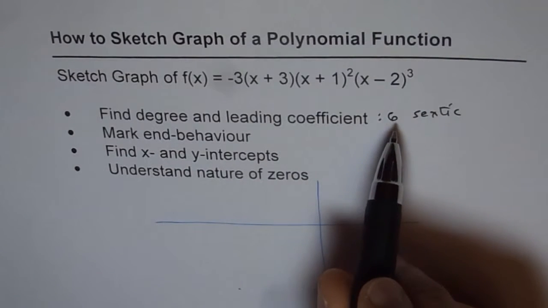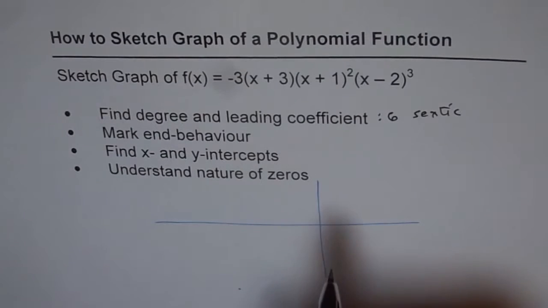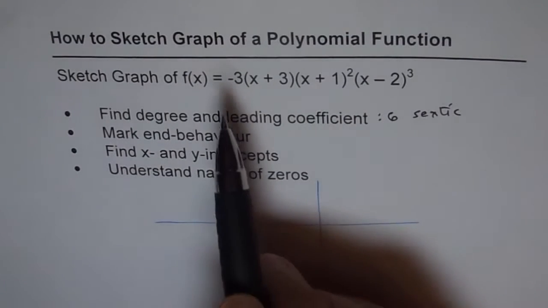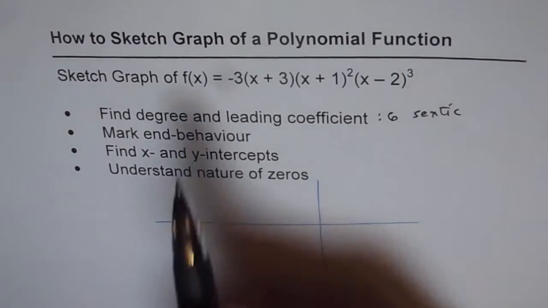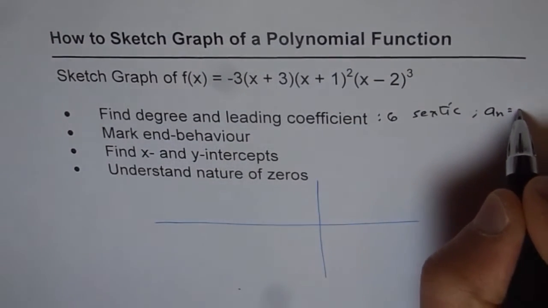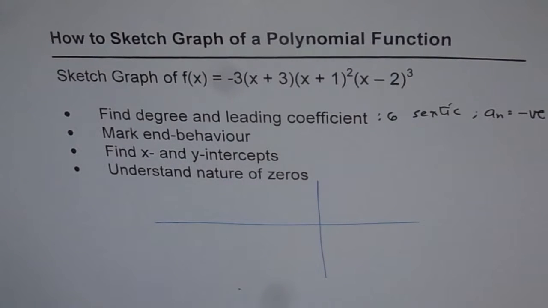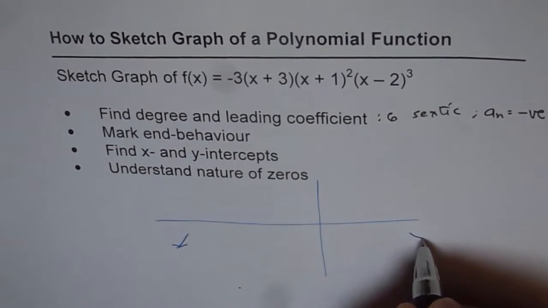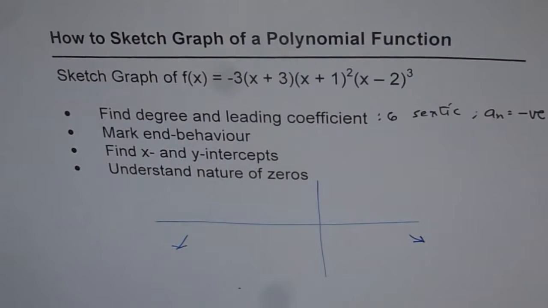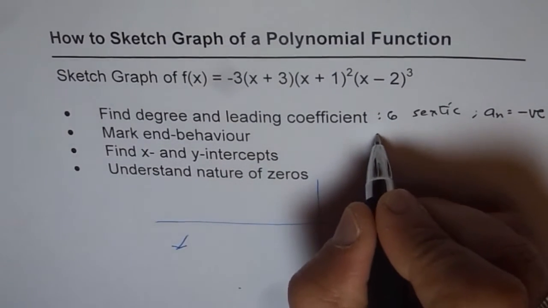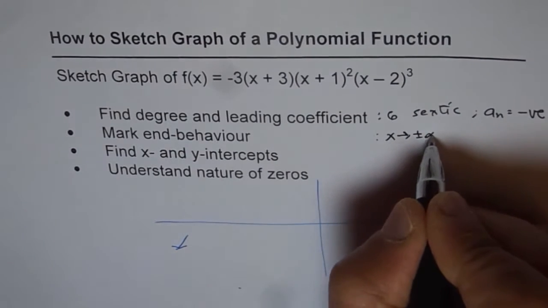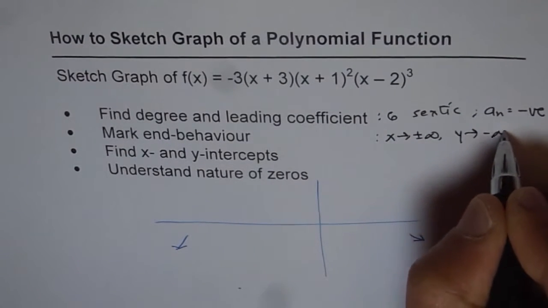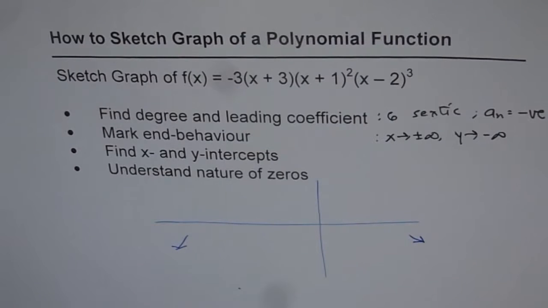It means even degree, and it means the end behaviors are both on the same side. Now which side, up or down, depends on the leading coefficient, and we can see here that the leading coefficient a_n is negative for us. That means both sides are facing downwards, right? So it's not up. So this is the end behavior, kind of like this. We can write here end behavior: if x approaches positive or negative infinity, y approaches negative infinity, correct?